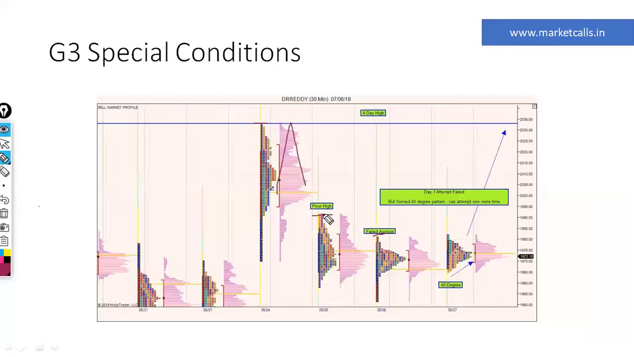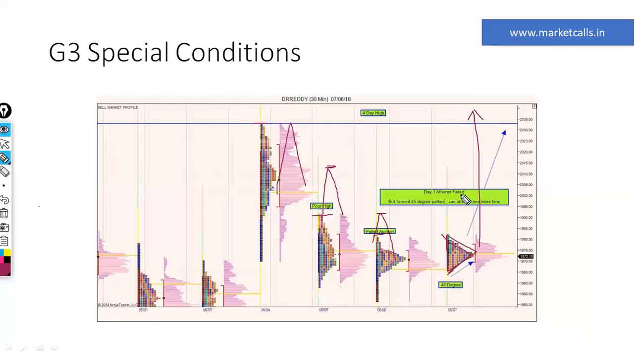It was like the same setups again here and here. In fact, this high was a poor high. This high was a failed auction. And the next day we got a 45-degree line. So the fourth day we got a 45-degree line. See that it's a 45-degree line. And the next day what happened is that it went on clearing all the reference levels on the upper side. It went on testing the 4-day high.